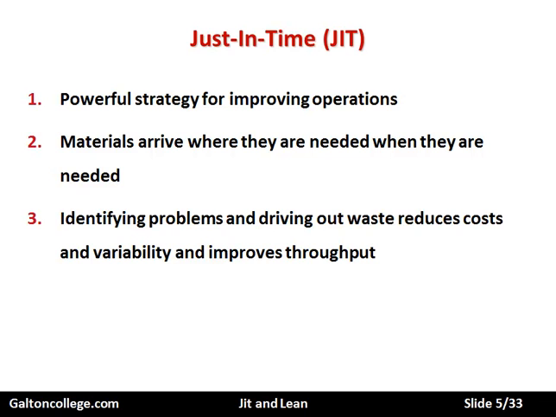Identifying problems and driving out waste reduces costs and variability and improves throughput. So wastes are reduced, and that improves the efficiency of the system. That improves the throughput, the efficiency from start to finish, from the time the order is taken to the time the customer receives the goods. That time is reduced, it's minimized, it's a more efficient system, and less variability.